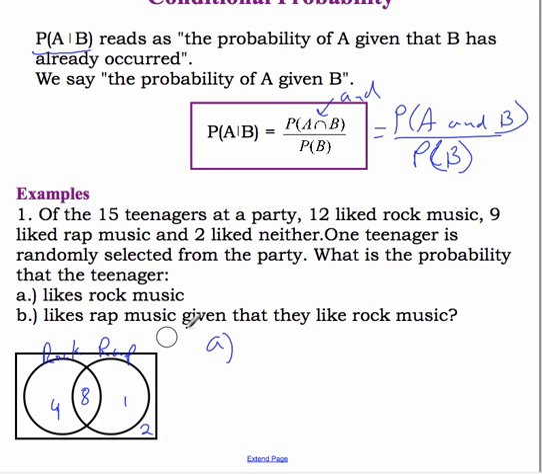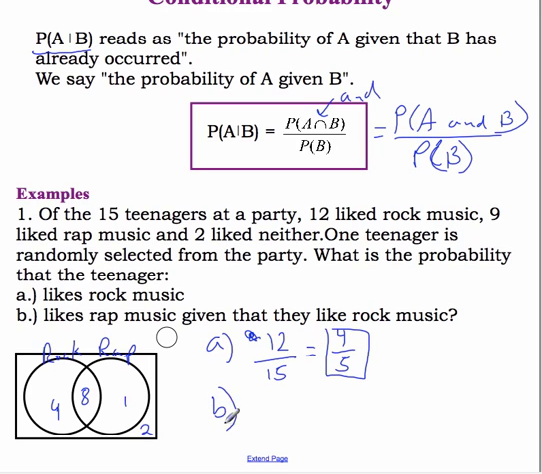Part A, probability that some random person likes rock music. Well, 4 people, actually not 4, 12 people like rock music. And there's 15 in total, so that is equal to, I can divide by 3 and get 4/5, or 80% of them like rock music.